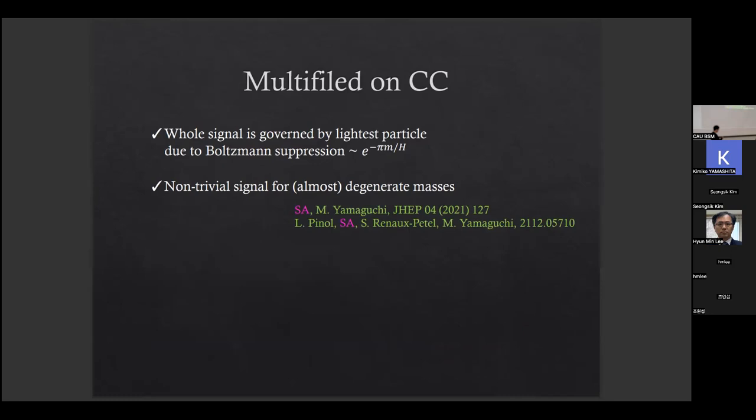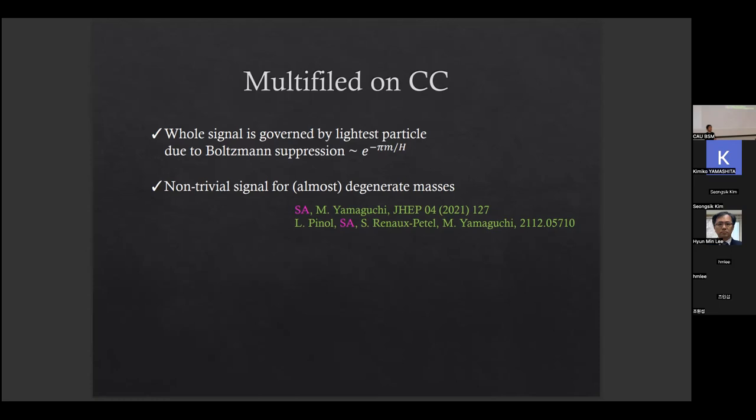So we discussed the large field effect on the cosmological collider. The first sentence is kind of trivial. Even if there are many particles, the whole signal is governed by the lightest particle due to the Boltzmann suppression factor. Because of this factor, the heavy modes do not affect. Heavy means compared to the Hubble scale. If M is large, this factor suppresses the signal, so heavy modes do not affect.